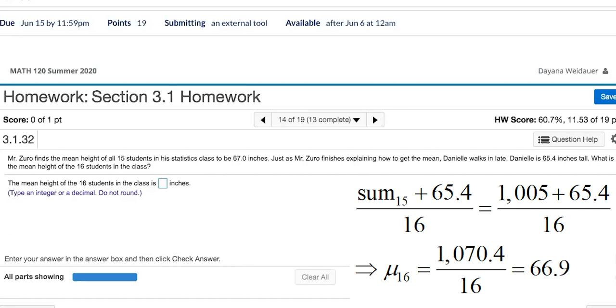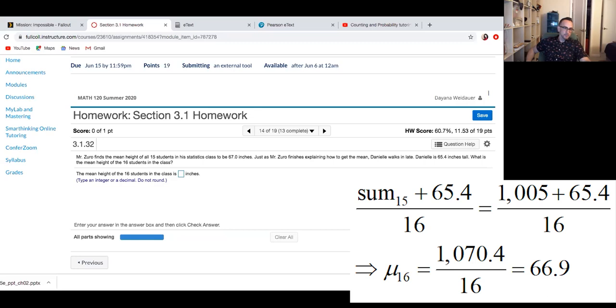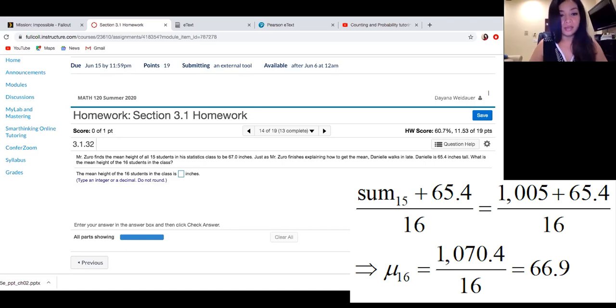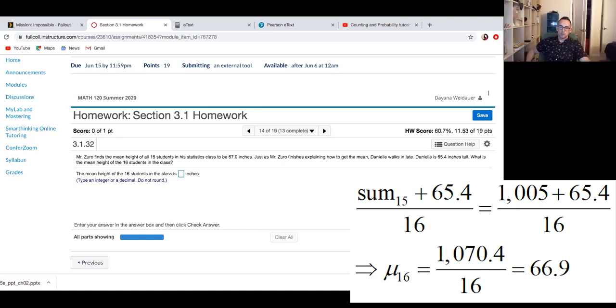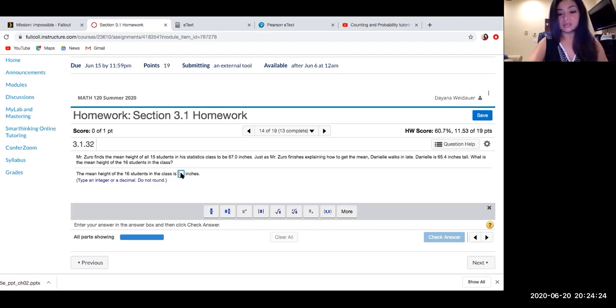So 1005 plus 65.4 is 1070.4. And then divide by 16, because there's 16 of them now. Divide this by 16: 66.9. There you go, that's how you do it. What did you say the answer was? 66.9.